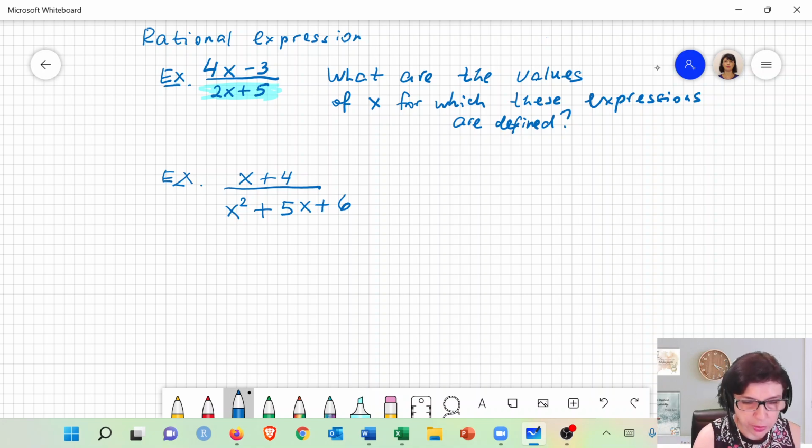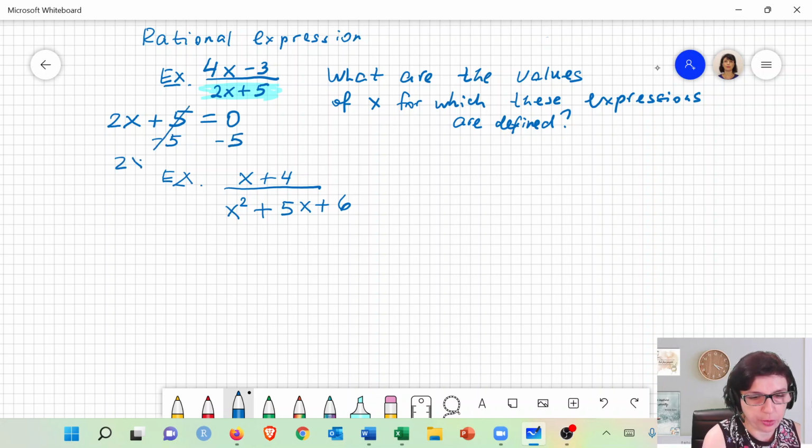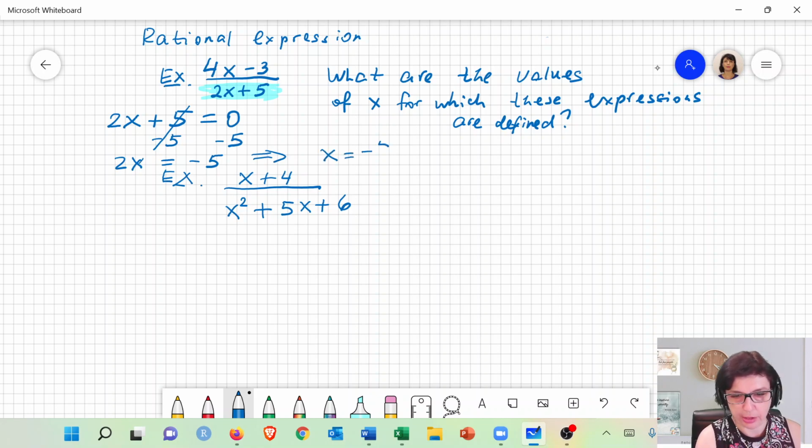So if you're solving something like this, you're going to take your bottom, set it equal to 0, and solve this for x. In this case, if I subtract 5 from both sides, I will wind up with 2x equal to negative 5. And from here, if I divide both sides by 2, I get x equals negative 5 divided by 2. And that's the value when the expression is not defined.